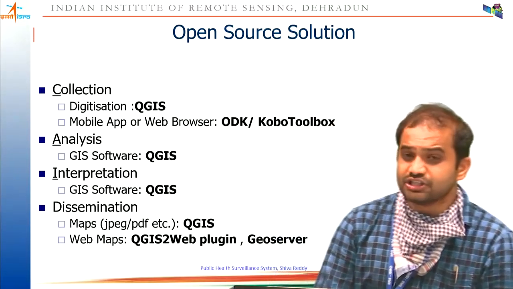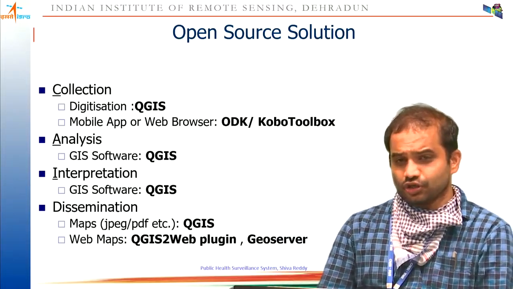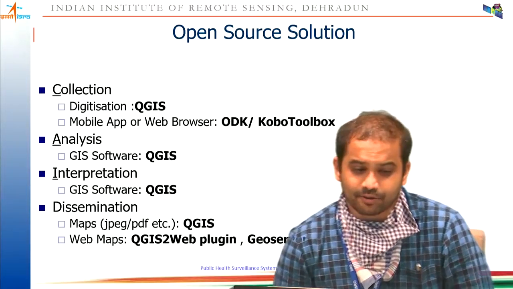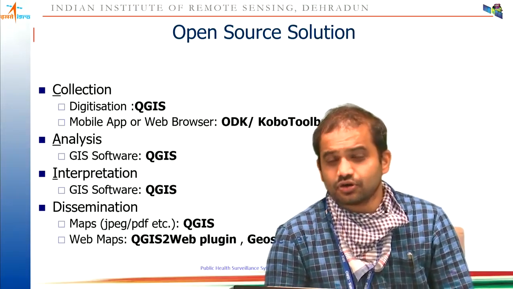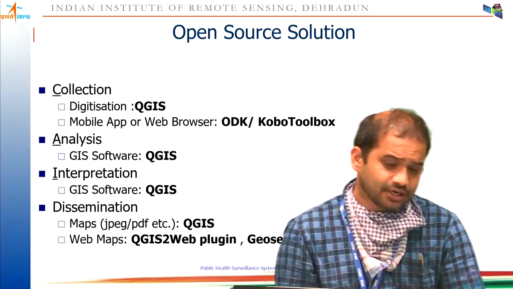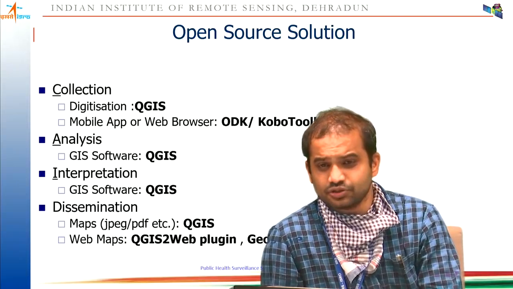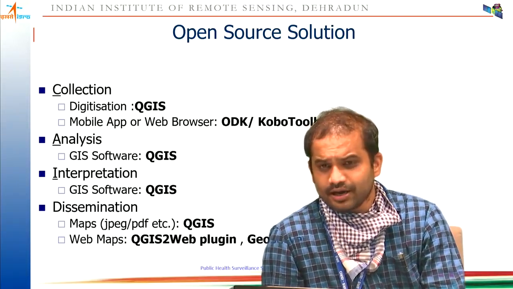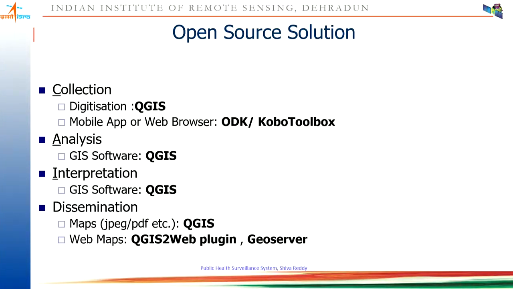So if you see how these things we can do using open source solutions, if you want to digitize, there are multiple open source software. The one which we are focusing on here is QGIS, very popular. A lot of contributors are there, and it's actually the leading open source solution. So you can use QGIS for digitization, but as we discussed earlier, digitization may not be the appropriate or the efficient way for data collection.